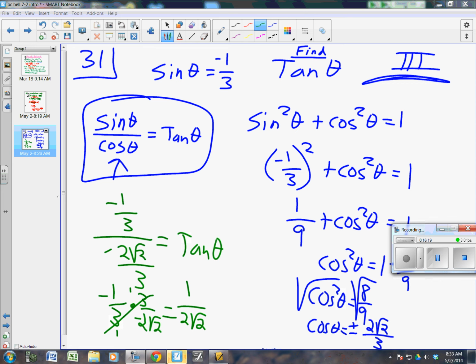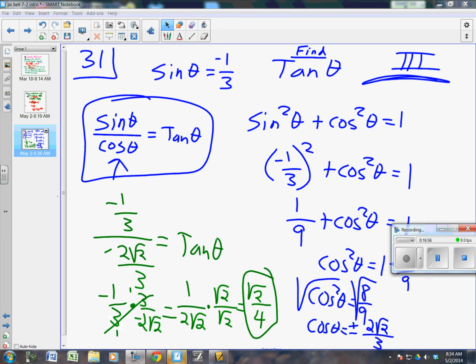Okay, we can't have a root on the bottom, so what are we going to do? Multiply top and bottom by what? Just square root of 2. Square root of 2 will work. 1 times root 2 is root 2. And 2 times root 2 is 2 root 4. What's root 4, though? It would be 4 on the bottom, wouldn't it? Because square root of 2 times square root of 2 is 2, times that 2 is 4. There's your answer, root 2 over 4.